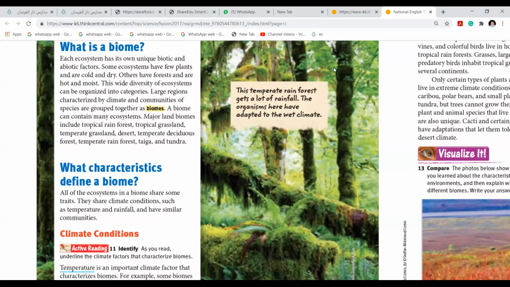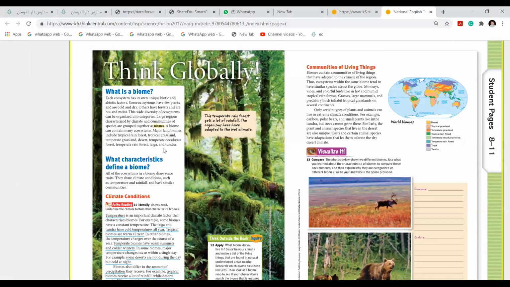Biomes. What are biomes? It's a large area, not small countries or cities. They are large areas which you can differentiate between by their climates. Like you say, these are wet climates, these are dry climates. So what are the major biomes? You have tropical rainforest, tropical grassland, temperate grassland, desert, temperate deciduous forest, temperate rainforest, taiga, and tundra.